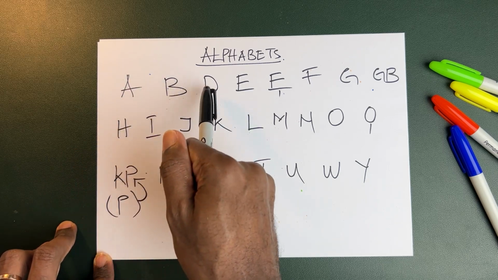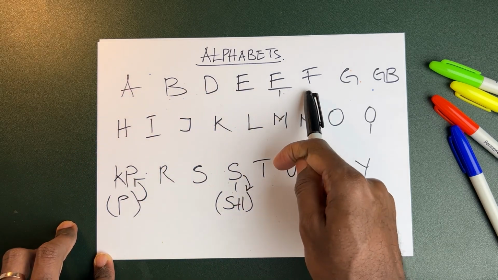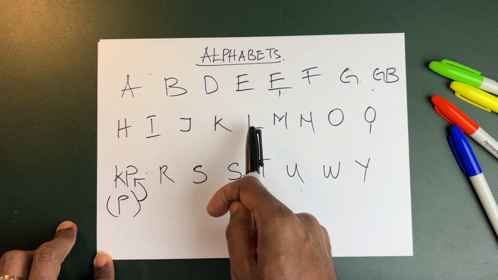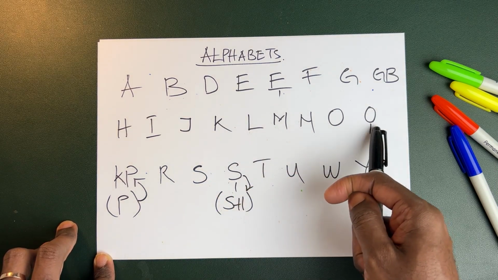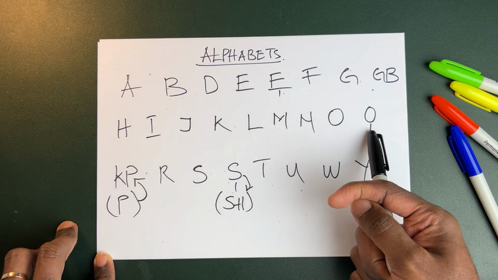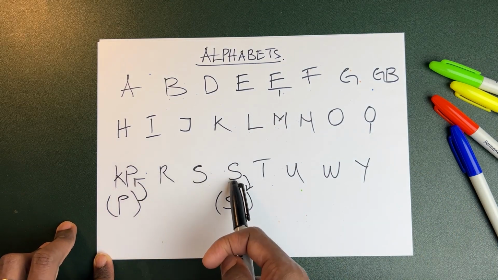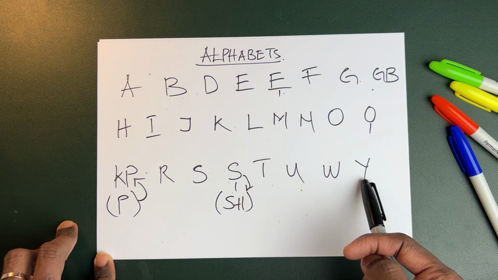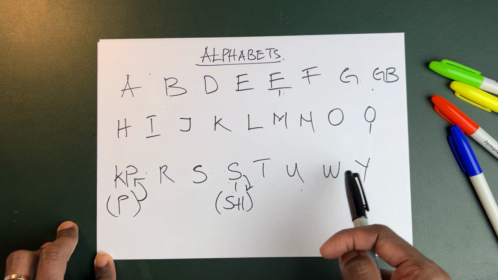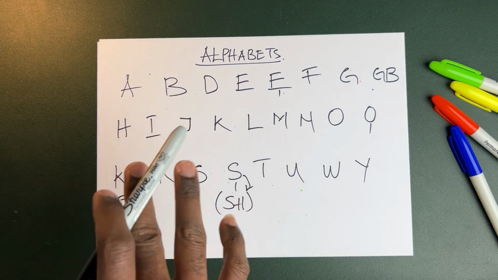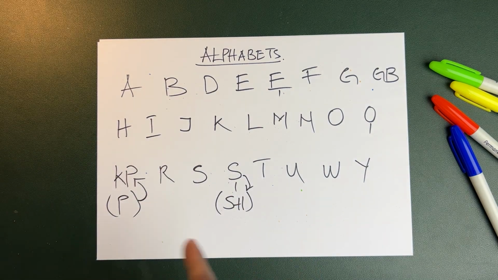A, B, D, A, E, F, G, B, E, G, K, L, M, N, O, P, R, S, Sh, T, U, W, Y. So I'll go over it again, just so you understand and you can practice this over and over again. So let's do this together now. I'm just going to touch on the alphabets and I'll let you have a go. Yes? And then after that, we'll do it together.